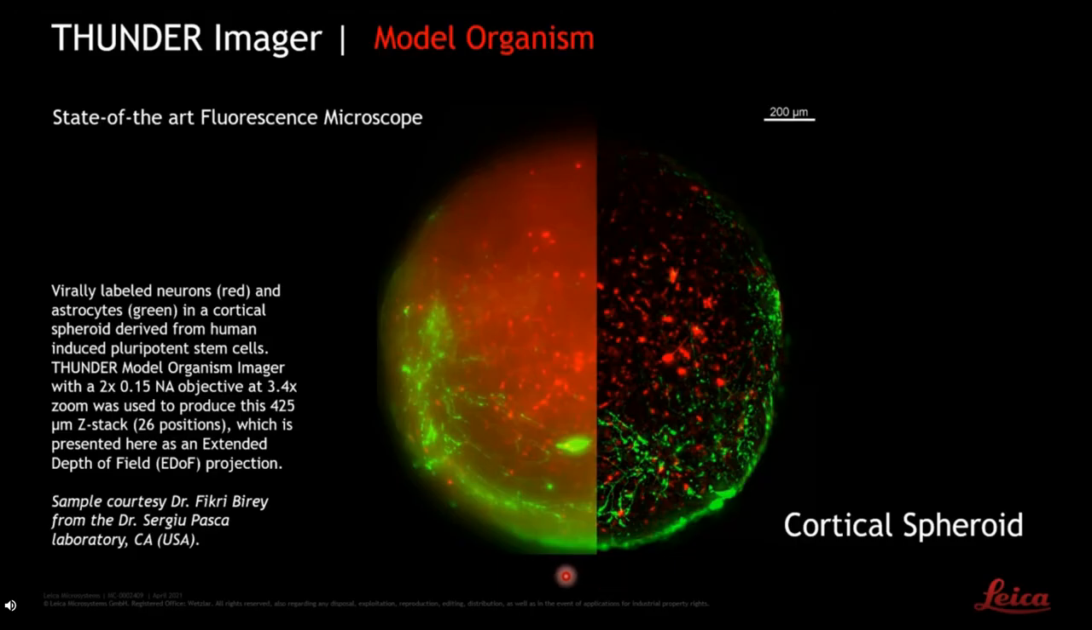This is an image of a cortical spheroid, where red labels neurons and green labels astrocytes. The image was acquired using a 2x 0.15 NA objective set to a zoom of 3.4. The left-hand side is an EDOF image taken in wide-field fluorescence, and the image on the right-hand side is the EDOF image after applying Thunder.